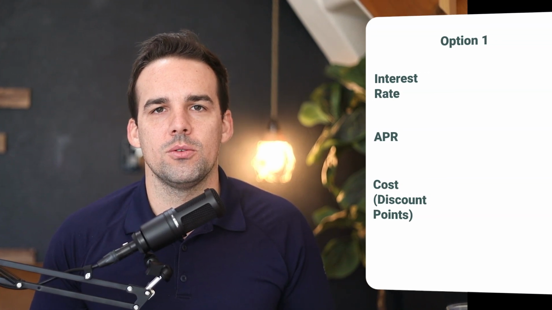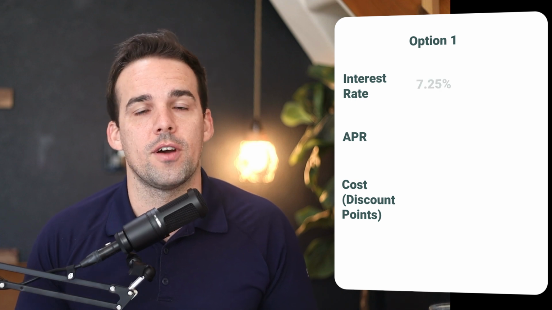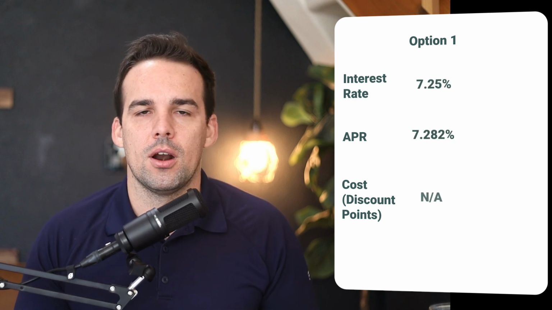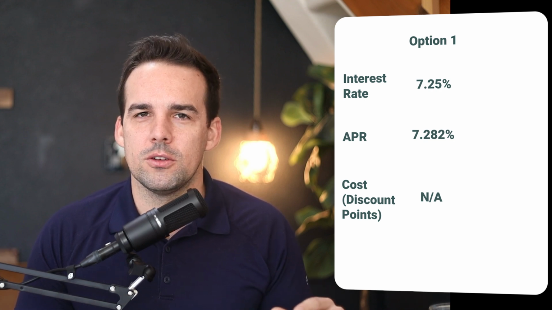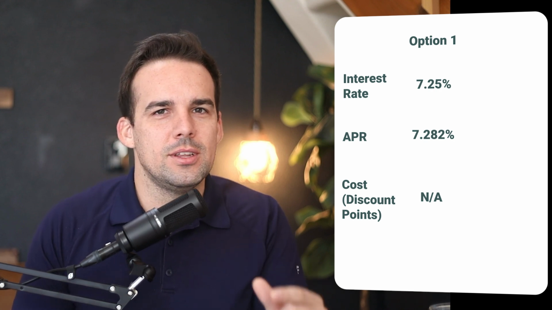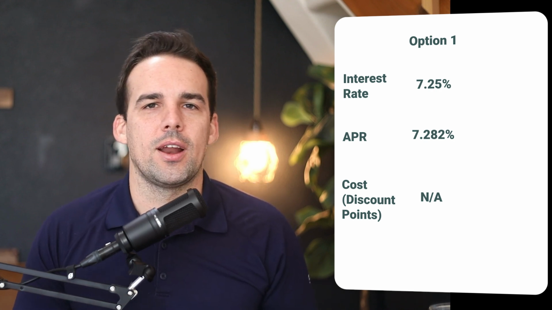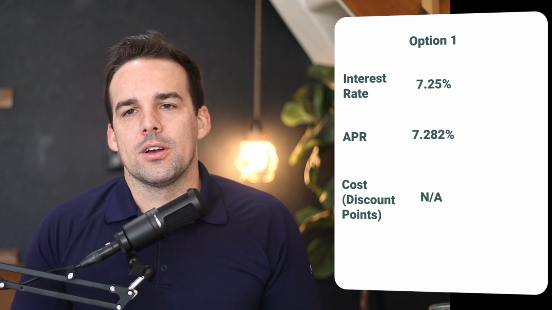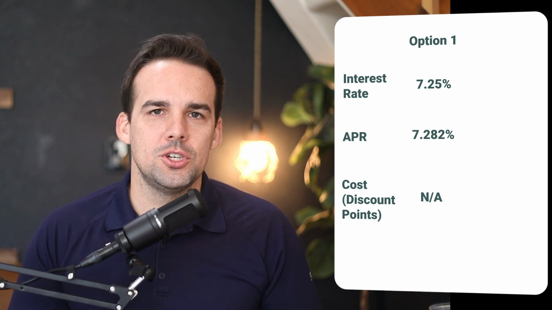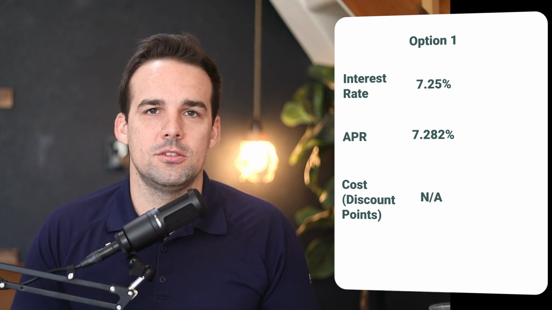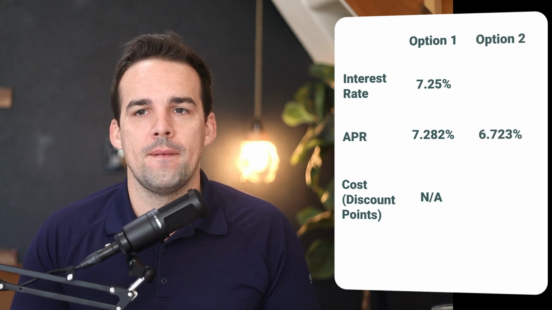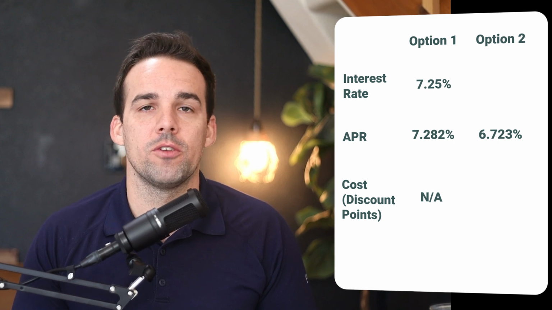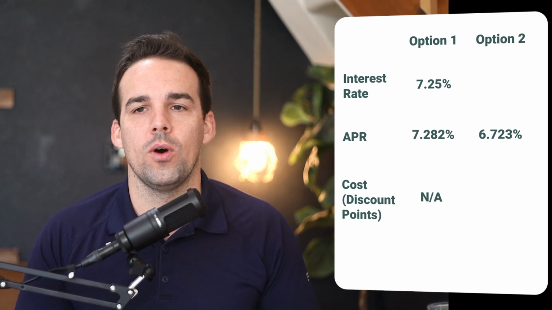Let's just say you're talking to a loan officer who quotes you a 7.25% interest rate and a 7.282% APR. Right away, we can see that the spread between those two numbers is pretty minimal. So in this case, you're probably only looking at an underwriting fee of $1,100 or $1,200, and that's it. Now, we look at your quote from option number 2, who just told you, hey, I can get you a 6.723% rate. Now, that sounds great because it's 0.5% or more than 0.5% lower than what you've been quoted on the interest rate on option 1.